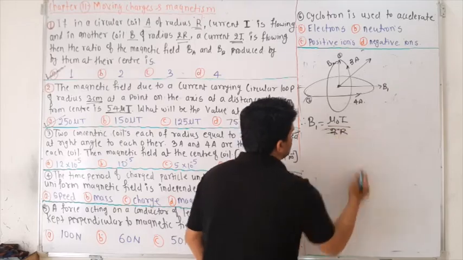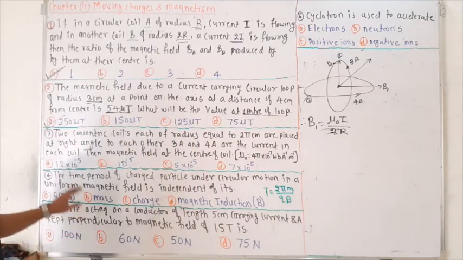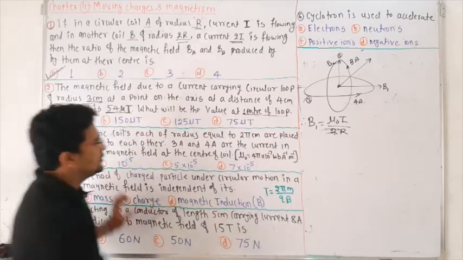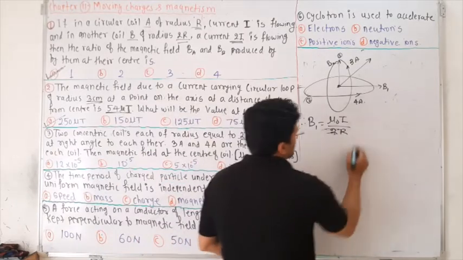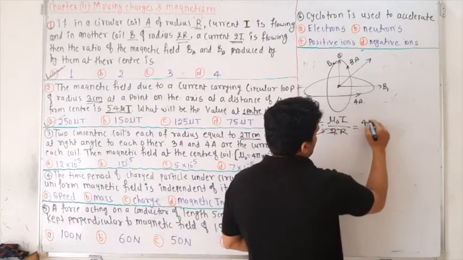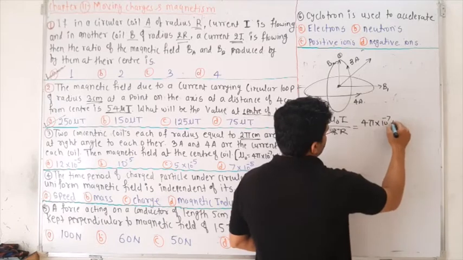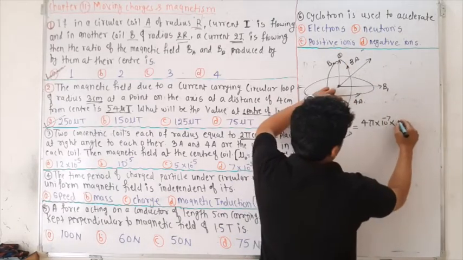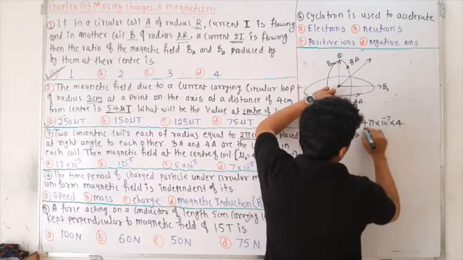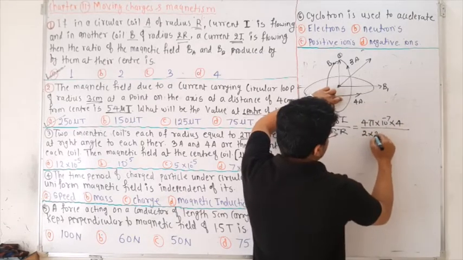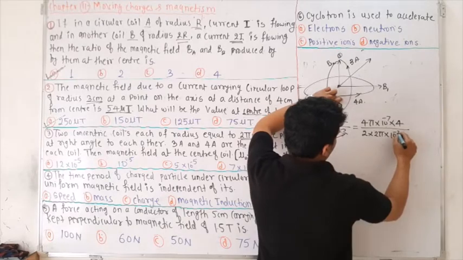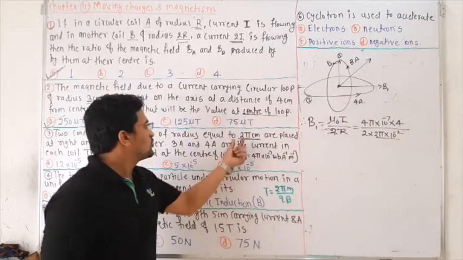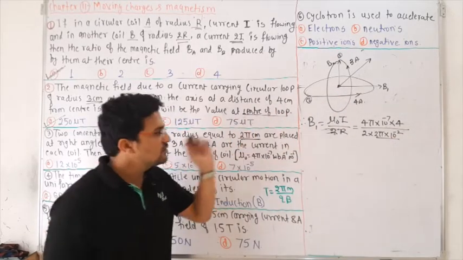Divided by 2R. Okay, but radius is given. I think radius is 2 pi centimeter. So B1 is equal to what? Mu naught is 4 pi times 10 to the power of minus 7. I is the current in B1, so you can take it as 4 ampere, and then 2R is 2 pi into 10 to the power of minus 2. Why minus 2? Because it is given in centimeter, you have to take it in meter.